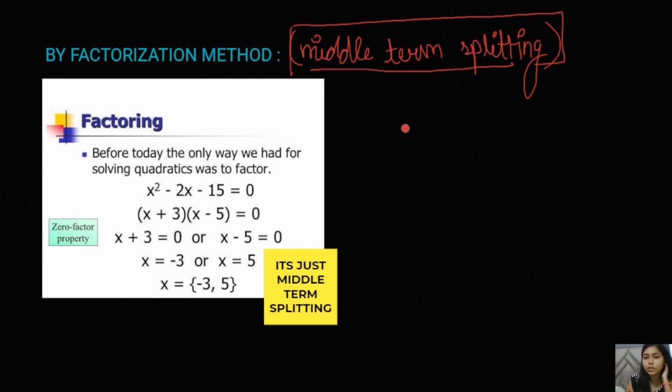So our first equation, let's suppose, is given as x square minus 2x minus 15.